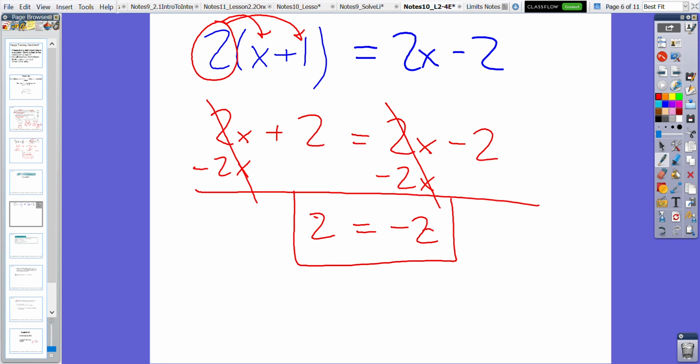Now we know that 2 and negative 2 are not the same thing. So therefore, we're going to conclude that we end up with no solution whatsoever. Once again, we can write it as no solution, or we can write it with the circle and the line through it. So once again, if we end up with a contradictory statement, we end up not getting a solution for this equation.